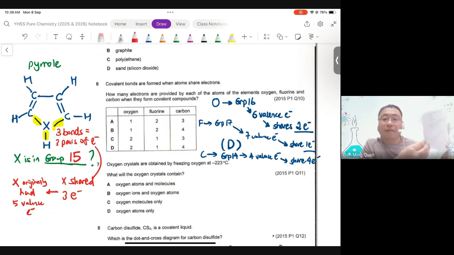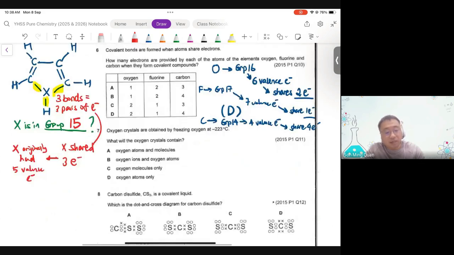Okay, now some of you chose group 13. If it's group 13, the molecule will not be stable, because if it's group 13, it will have 3 bonds, but it will be electron deficient. So it's not group 13, it's group 15. Okay? So this is called pyrrole. Pyrrole actually has nitrogen, so the X is actually nitrogen. The X is nitrogen in the case of pyrrole.